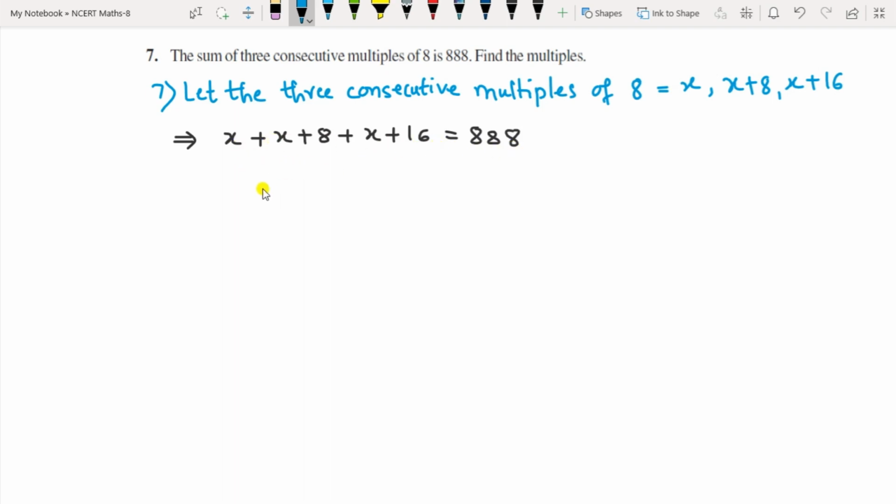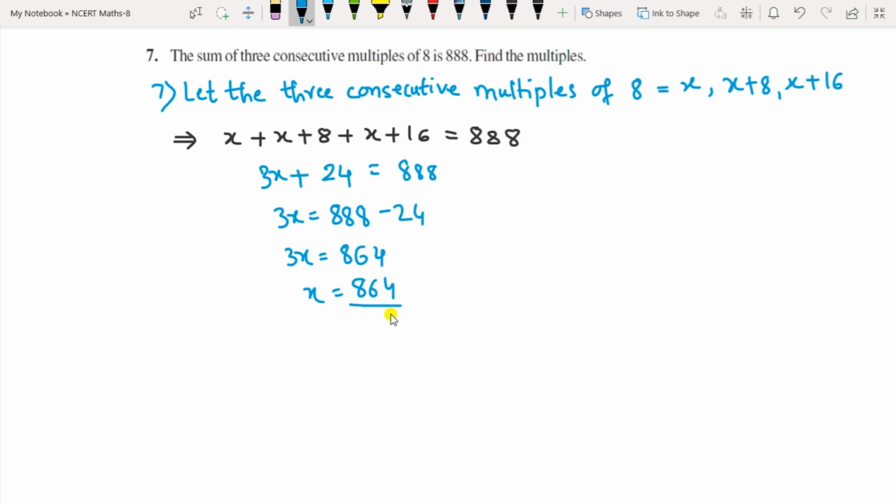Now again solve, 3x terms are there. So 3x, 8 plus 16, that gives you 24. That totals up to 888. So 3x equal to 888. 24 moves to the other side. So subtraction, 3x, that counts out to be 864. So x equal to, now 3 is in multiplication, it will become division here. Divide by 3, that gives you 288. So value of x becomes 288.